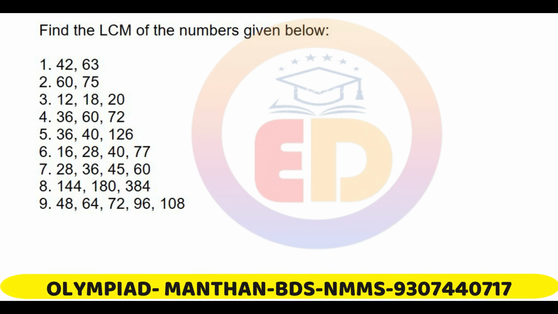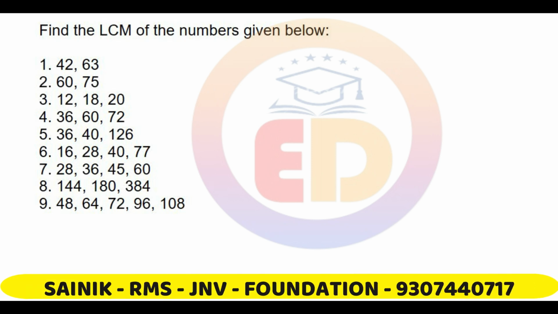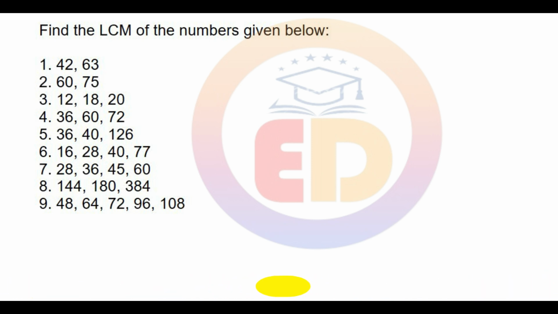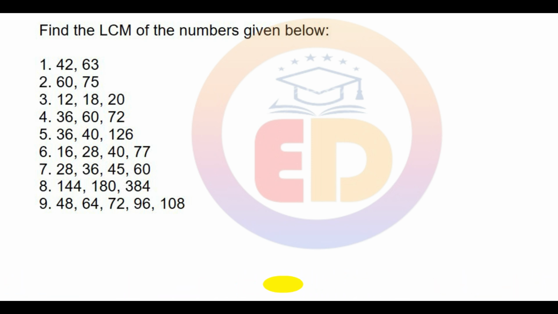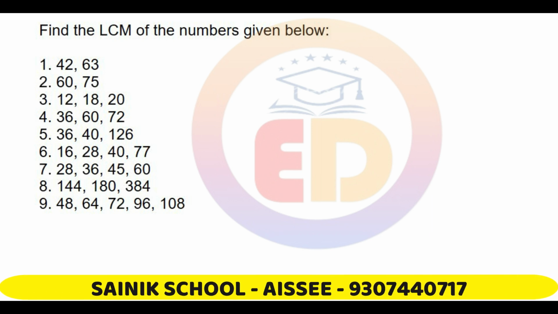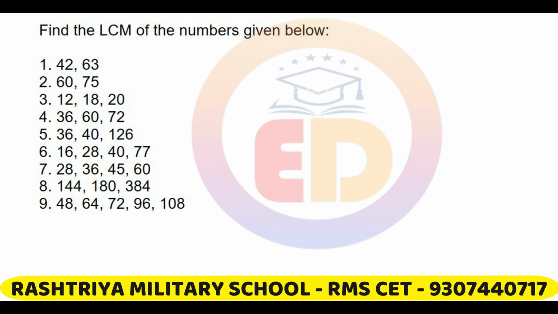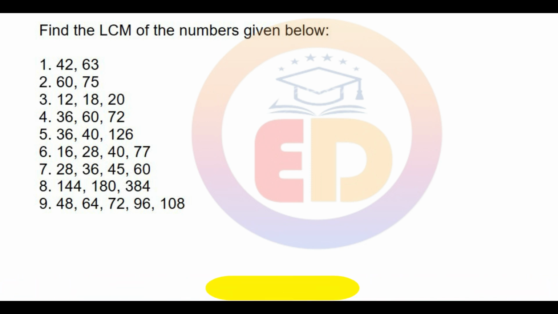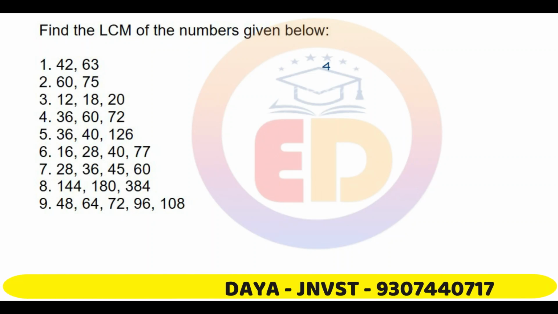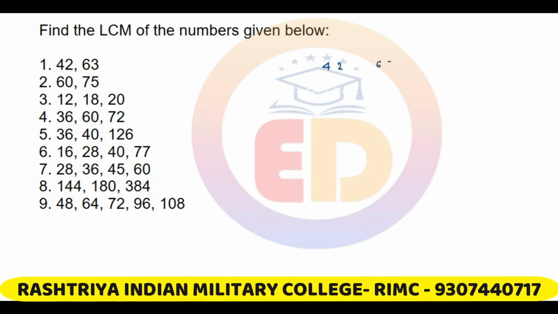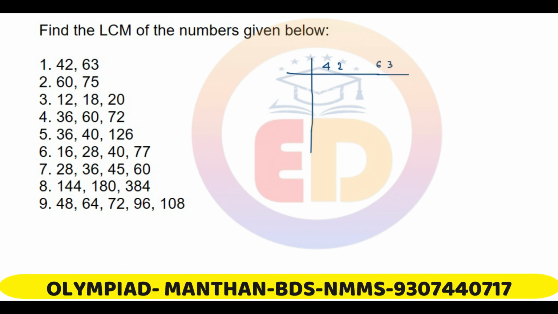Now after the factorization method, there is one more method which is very commonly used for finding the LCM, which we will also use going ahead. It is the common division method. In the common division method we don't have to find factors, but we have to divide all the given numbers at a time. To understand this, let us first write down 42 and 63 side by side. Then draw a line like this.